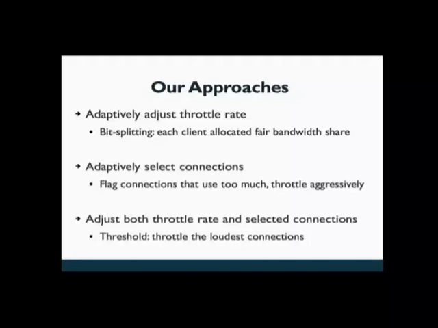Finally, we come up with a third algorithm that we call the threshold algorithm. This algorithm looks at both the throttle rate and the connections that are selected to throttle. The threshold algorithm works by selecting the lowest fraction of connections. For example, if a guard node has 100 connections and he's throttling the top 10%, he will throttle the lowest 10% of those connections. And the rate at which he throttles them is the slowest measured throughput of those lowest 10%.